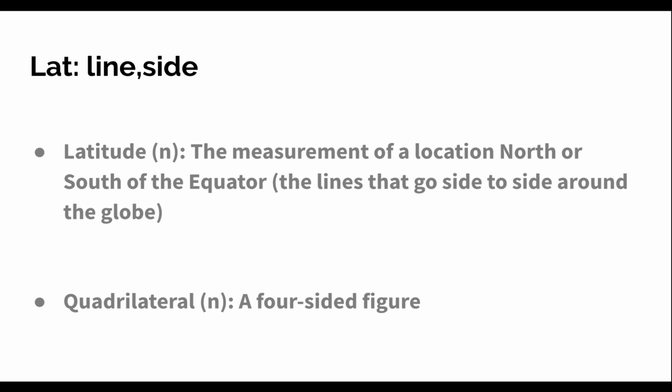And then quadrilateral: quadra, I'm sure you know, means four. So it's a four-sided figure. We use that type of phrase in math a lot. You might have heard it already, and you will for sure hear it when you take geometry. We talk about triangles that are equilateral, which means all the sides are equal. Or in this case, quadrilateral, meaning four sides, like a square or a rectangle.